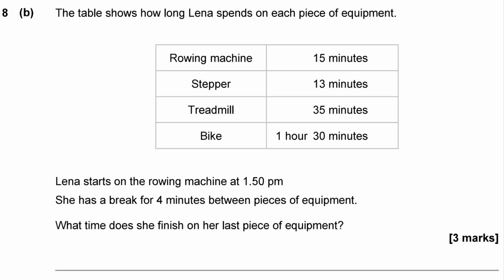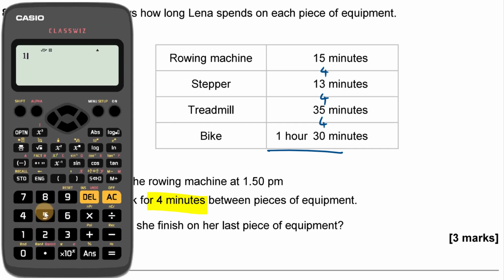Okay, so 15 minutes, 13 minutes, 35 minutes, 1 hour and 30 minutes. Now we need to add those up, but of course we need to add in these extra breaks as well. So how much time is it going to take? If I put a 4-minute break in there, and a 4-minute break in there, and a 4-minute break in there, then how many minutes and hours is that altogether? Let's add that up. Okay, so I've got 15, 13, 35, and my 3 4s. So let's just quickly total that up.